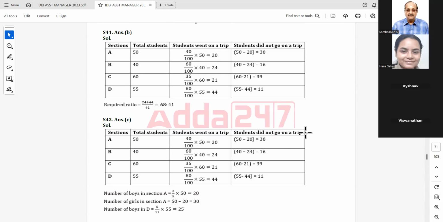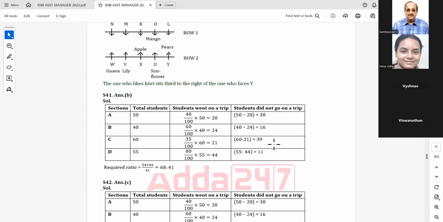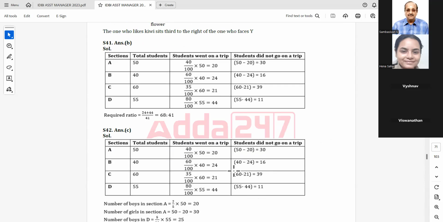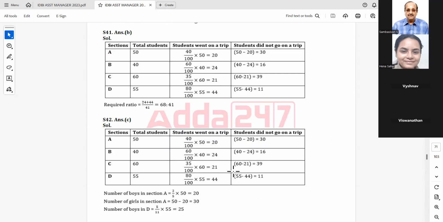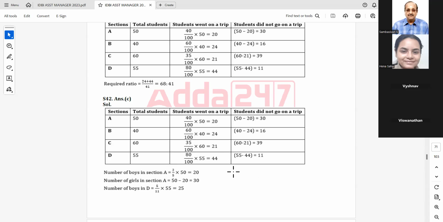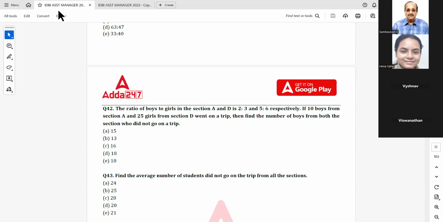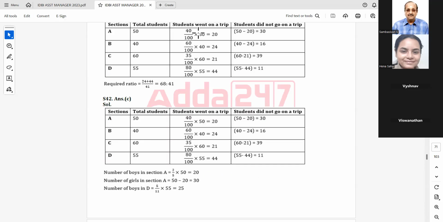Question. 68 is to 41. That is what we got. That answer is correct. Now, coming to 42, the answer they are giving is C. What is C? Is the answer 16? How, Baba? This is how they have worked out.